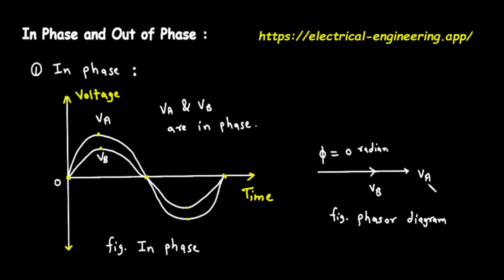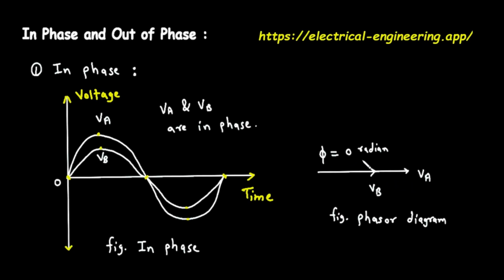In this phasor diagram, you see two arrows. The longer arrow is labeled V sub A, representing voltage A. The shorter arrow is labeled V sub B, for voltage B. Notice the most important thing here. Both arrows are pointing in the exact same direction. They are perfectly aligned. This alignment visually shows us that they are in phase. There is no angle between them.